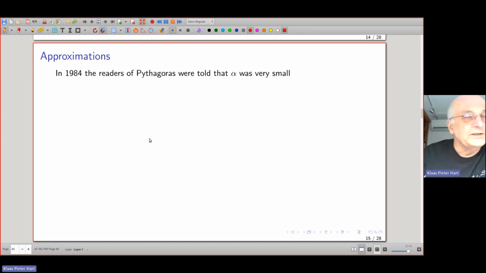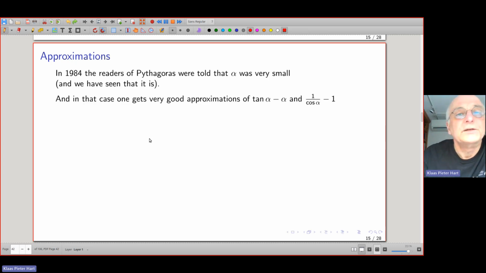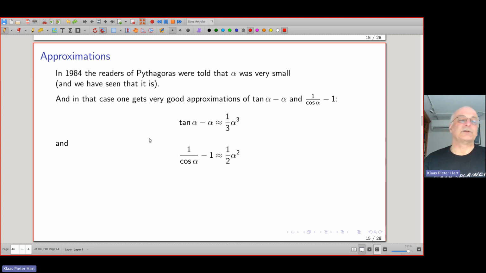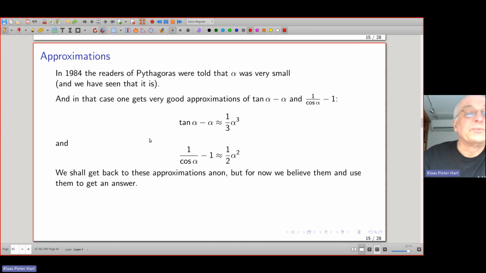And the reason the authors did this in 1984 was that they could use some knowledge that you normally acquire in the first year at university, but they tried to tell the secondary school students that you could approximate tangent alpha minus alpha by 1/3 of alpha cubed, and the difference of 1 over cosine alpha minus 1, you can approximate that by 1/2 alpha squared. Okay, let's believe those approximations for a moment.